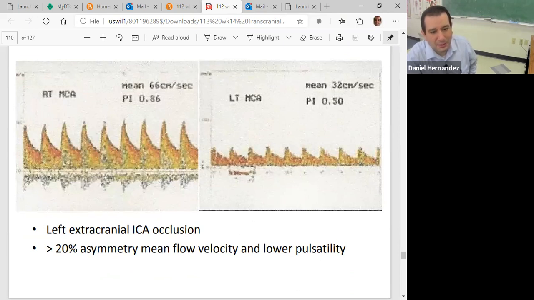Lower pulsatility is also a way of saying lower resistance. Pulsatility and resistive indices, those terms are kind of interchangeable. I prefer to go with resistive indices as opposed to pulsatility. So this patient is showing lower resistance flow with increased velocities.